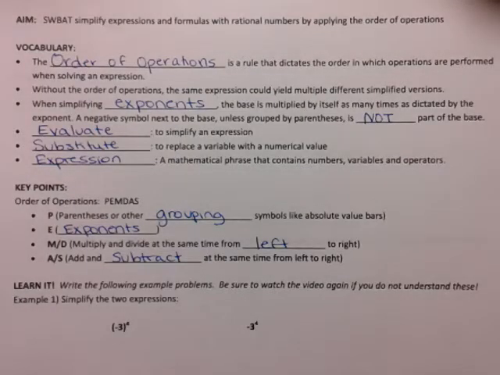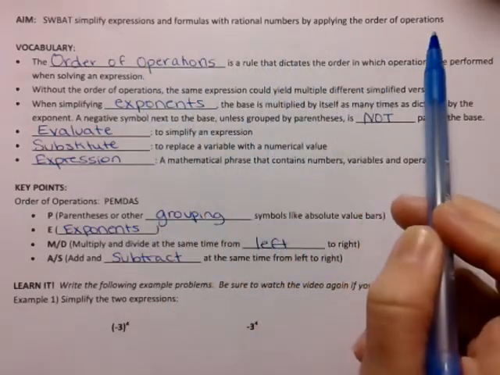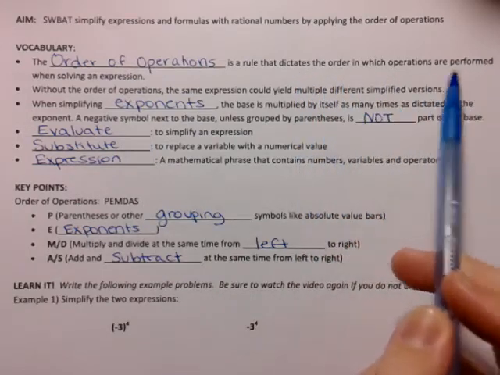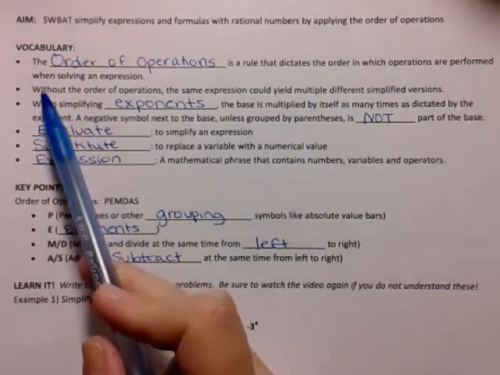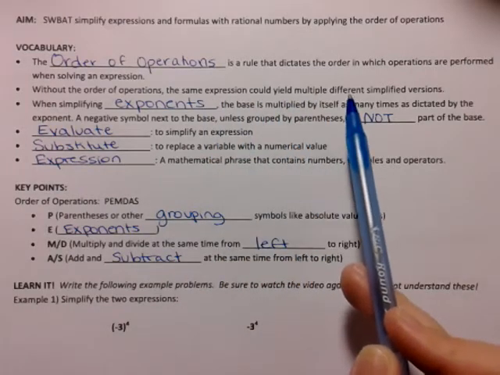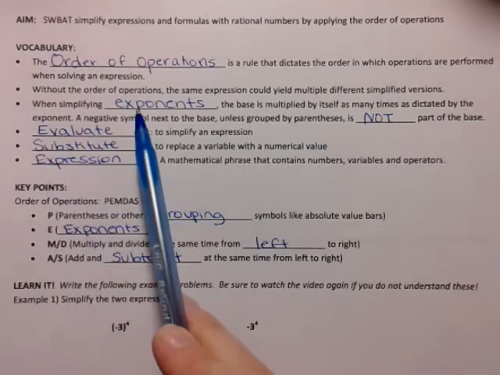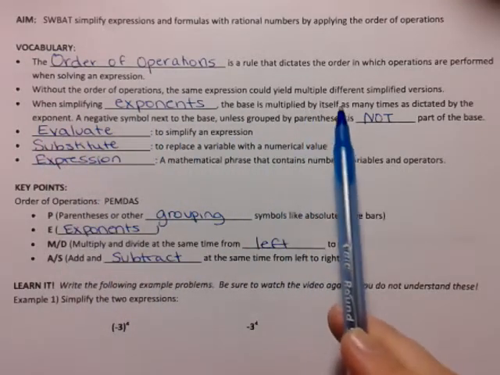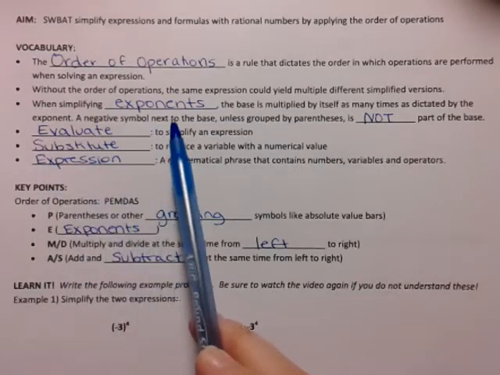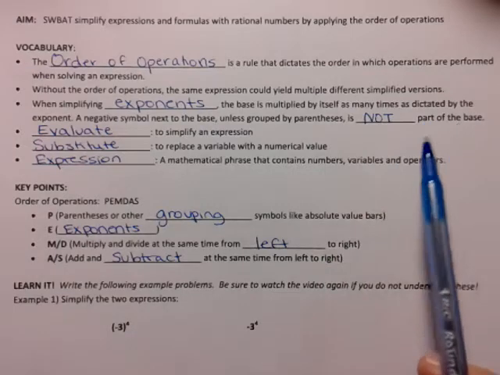Today's aim is that students will be able to simplify expressions and formulas with rational numbers by applying the order of operations. The order of operations is a rule that dictates the order in which operations are performed when solving an expression. Without the order of operations, the same expression could yield multiple different simplified versions. When simplifying exponents, the base is multiplied by itself as many times as dictated by the exponent. A negative symbol next to the base, unless grouped by parentheses, is not part of the base.